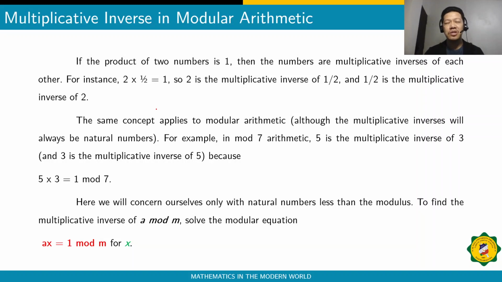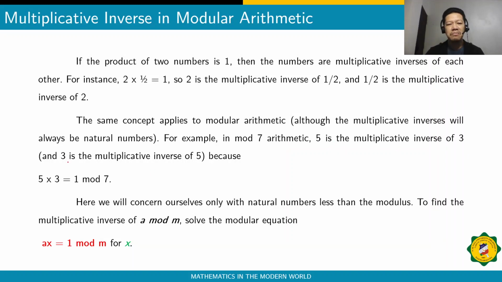For example, the multiplicative inverse of 3 is 1/3. The multiplicative inverse of 1/5 is 5. So that is in simple multiplication. But how about in modular arithmetic? The same concept applies to modular arithmetic. For example, in modulo 7 arithmetic, 5 is the multiplicative inverse of 3.